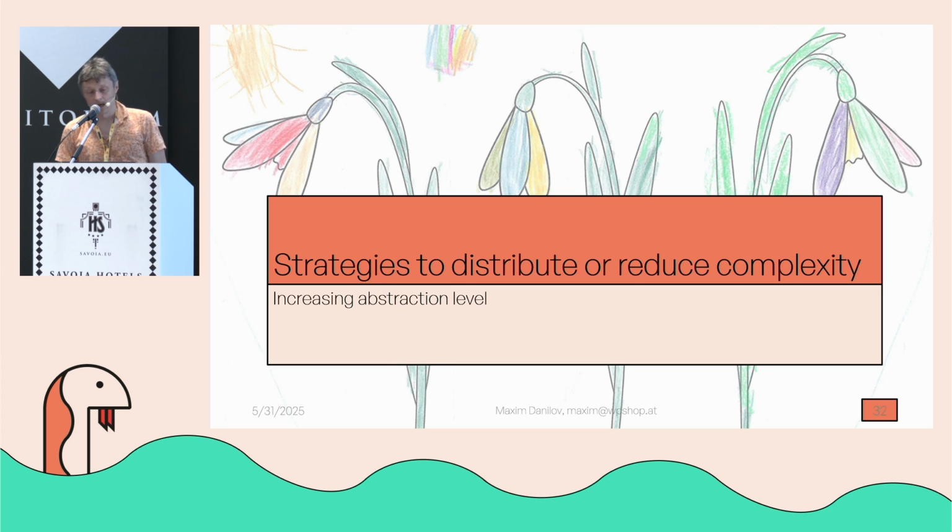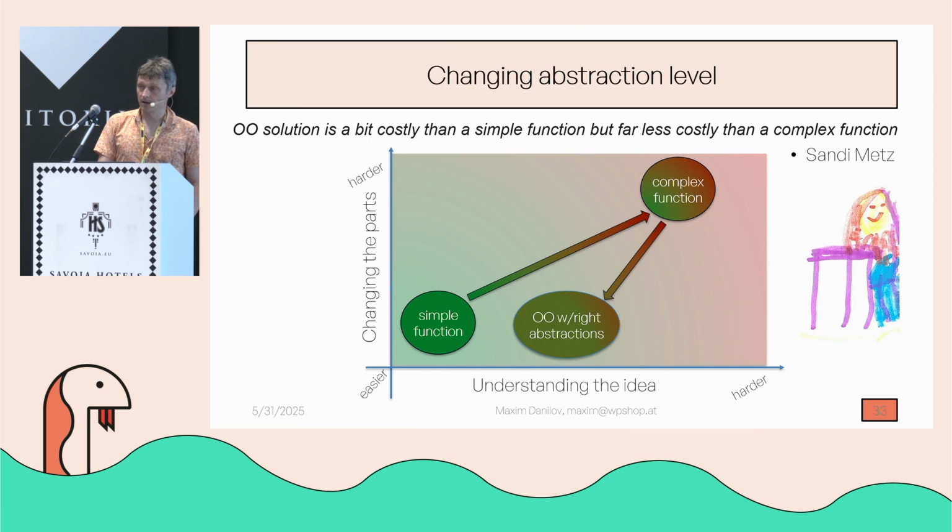Next strategy to reduce complexity is increasing abstraction level. We can find the incredible article from Sandi Metz, Breaking the Behemoth. Does somebody know about it? It's an amazing article, exactly about monoliths, how we can refactor them.